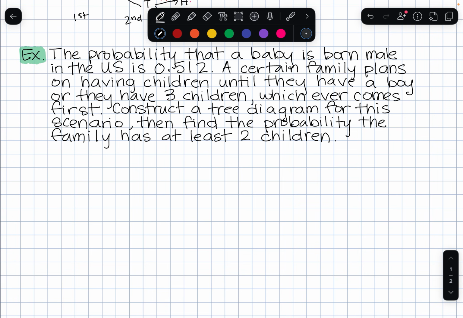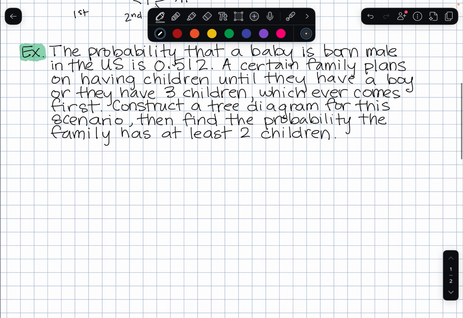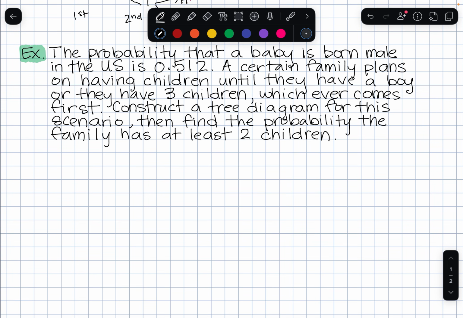So the next example says the probability that a baby is born male in the US is 0.512. A certain family plans on having children until they have a boy or they have 3 children, whichever comes first. Construct a tree diagram for this scenario, then find the probability the family has at least 2 children. So I'm going to label this as boy and not boy for each birth. So they have the first child, and we can have a boy or a not boy.